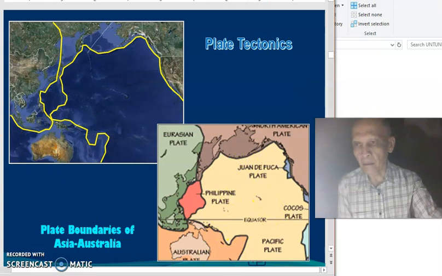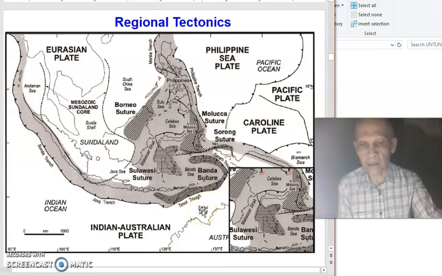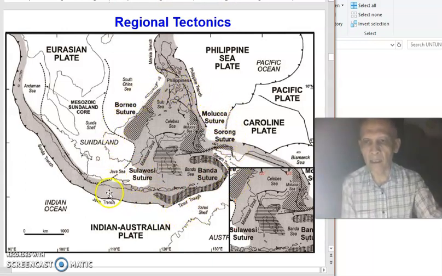Here is more detail about the plate tectonics in Indonesia. We see here that Indonesia consists of several plates: the Eurasian plate, Philippine plate, Indian Ocean plate, and also the Caroline plate. Because of the compression of several plates, Indonesia has potential for earthquakes in the area.